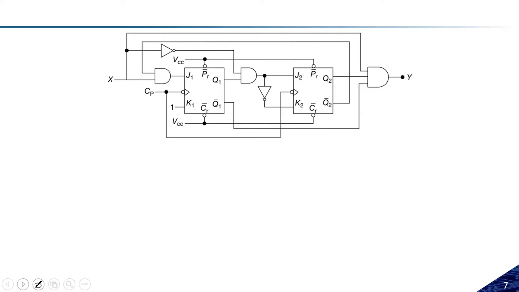Whatever circuit I have made here, is it the Mealy kind of sequential circuit, or is it the Moore kind of sequential circuit? Can anyone tell me? Mealy model, sir. Okay, why is it the Mealy model? How are we saying that this is the Mealy model?